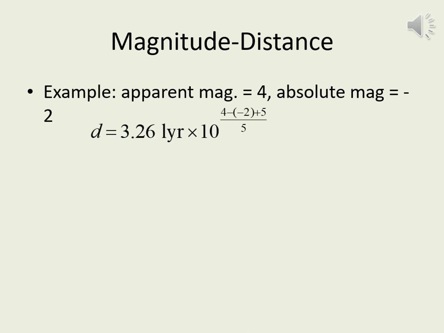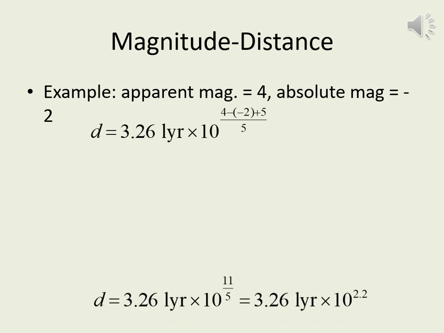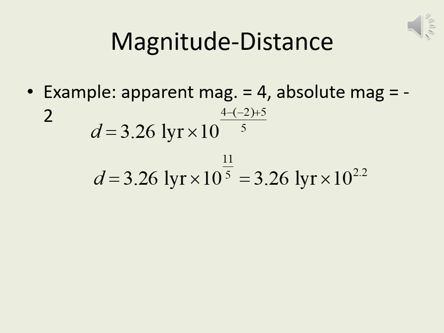So put the values into the equation. We'll work through this in a couple of steps. First, we'll calculate the fraction in the exponent. Remember to be careful with the -2. The fraction is 11 over 5, or 2.2.